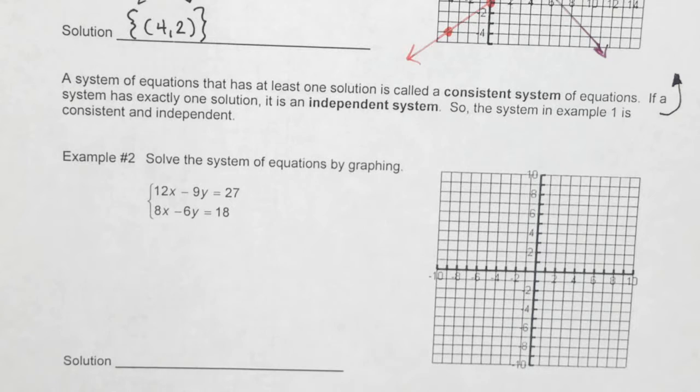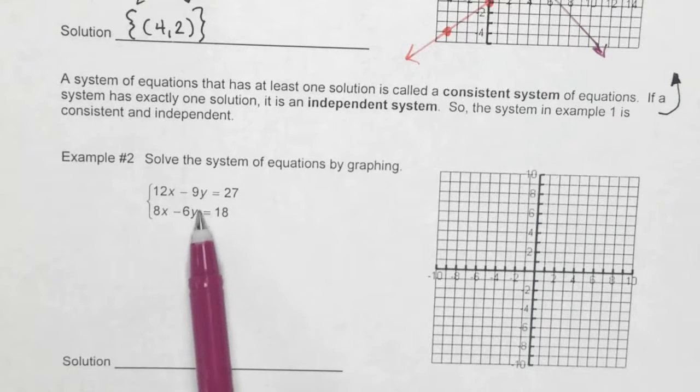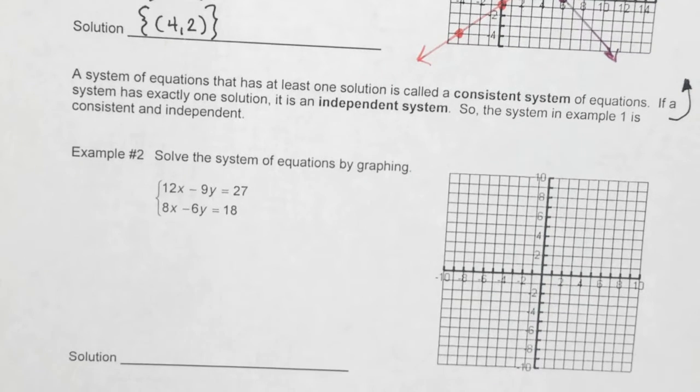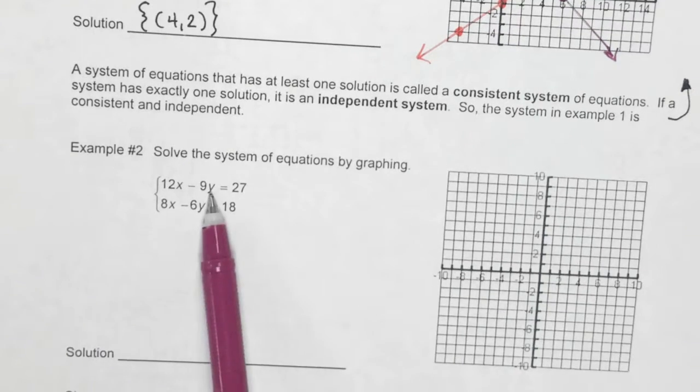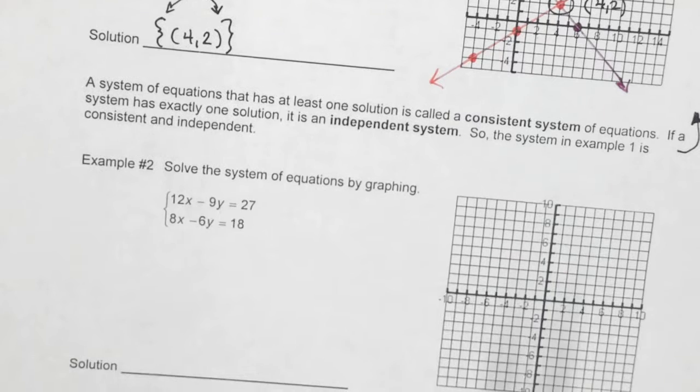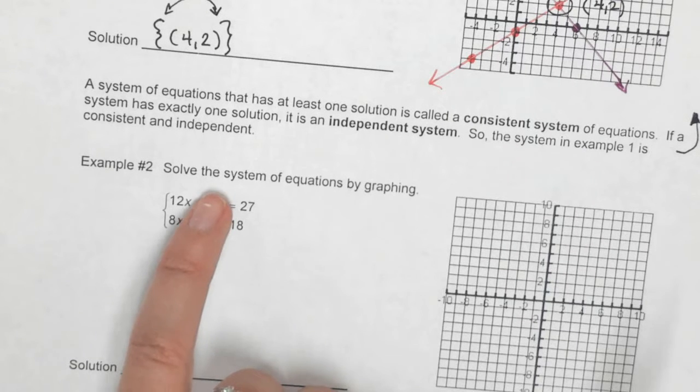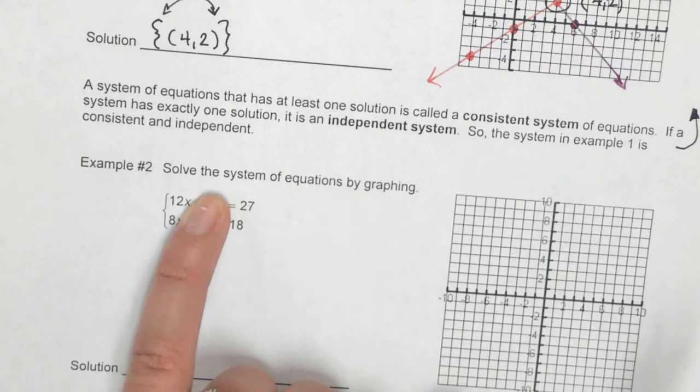Okay. So this one, again, I have two in standard form, right? If I want to graph them the same way as I did this one, if I try to do the x-intercept, I get 12x equals 27. I'd have to divide by 12. Can we divide 27 by 12? No, right? So I'm not going to do that.